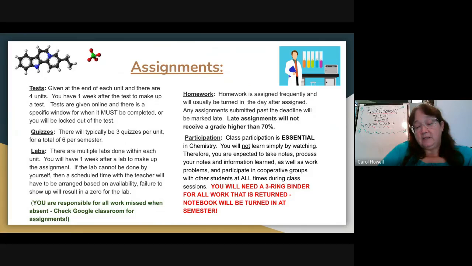So the types of assignments that we do, this gives you some information about tests, quizzes, labs, and homework and participation. Your student will need a 3-ring binder for all work for chemistry, and that will be turned in at semester, of course returned to your student. But it's for them to practice organizational skills and also to have their work, as chemistry is a cumulative study, as I mentioned before, spiraling and everything building on itself. They'll be getting into the habit of keeping their work in an organized manner so they can refer to it later.